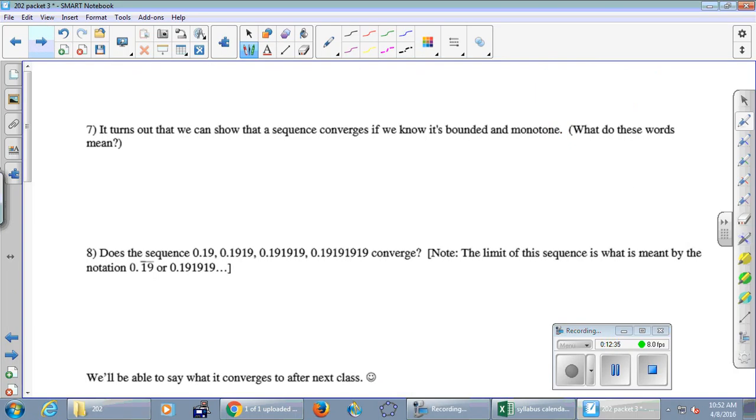Number 7, it turns out that we can show that a sequence converges, meaning approaches a single finite number, if we know that the sequence is both bounded and monotone. So two words that we've got to make sure we're clear on. Bounded means trapped, right? It's not even necessarily a math word, but in this case, trapped between two finite numbers.